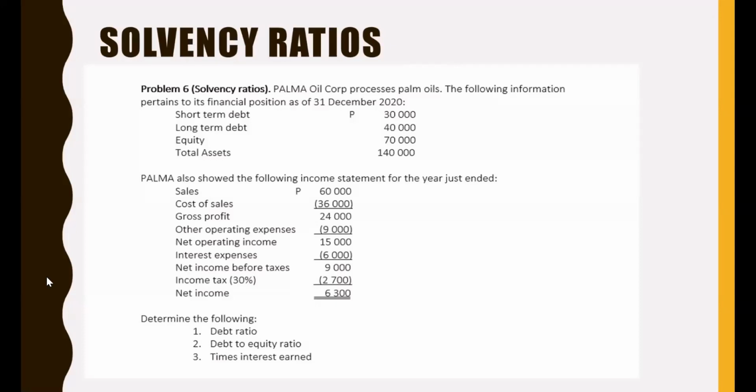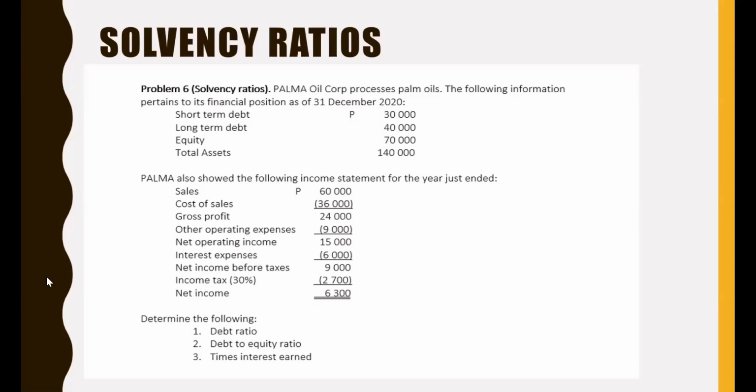Palma Oil Corporation processes palm oils. And the following information pertains to its financial position as of December 31. Hindi naman to COVID, no? Anyway, Palma also showed the following income statement for the year just ended. Okay. So, determine the following ratios: debt ratio, debt to equity, and times interest earned.